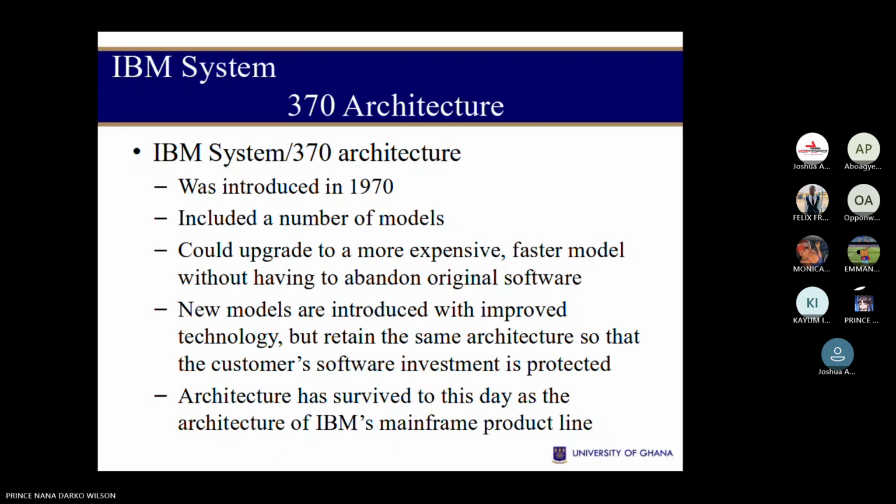Okay. So the IBM architecture was introduced in 1970. It included a different number of models. It could be upgraded to a more expensive, faster model without having to abandon original software. New models are introduced with improved technology, but they retain the very same base architecture that the originals were using, so that the customer software investments are protected. And also, the architecture has survived to this day as the architecture of IBM's mainframe product line.